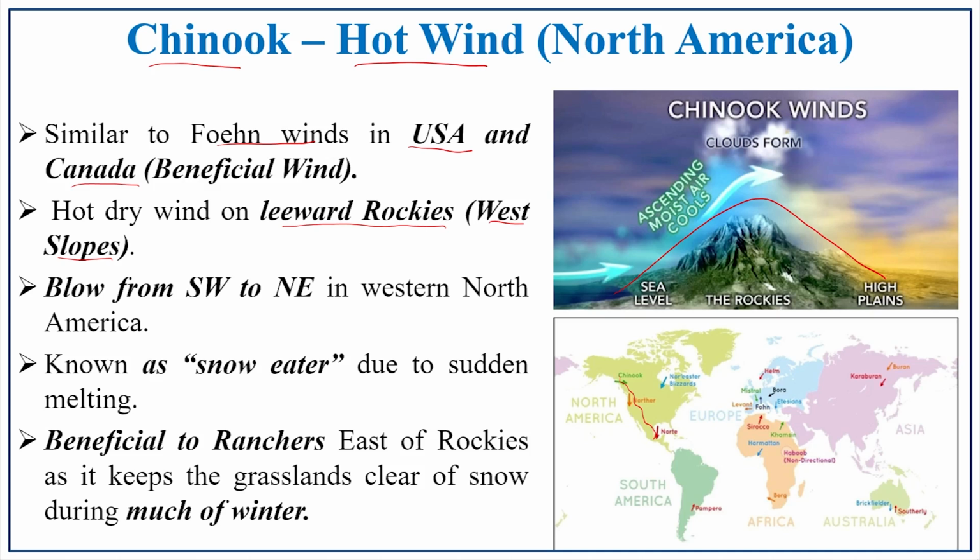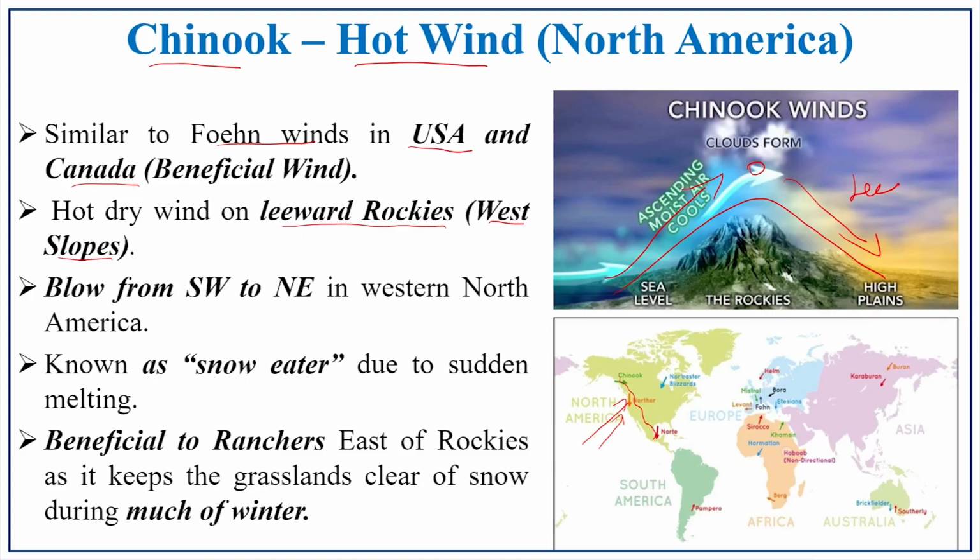So, in this Rocky Mountain region, the wind from the water bodies rises here, that is, ascending warm air, and it reaches the top, and again it is descending here on the leeward side. So, this is the main pattern of this wind. It is very much similar to the Fohn wind. Because of that, the Fohn wind also supported agricultural activity. Here also, this Chinook is very much favorable for the ranchers.